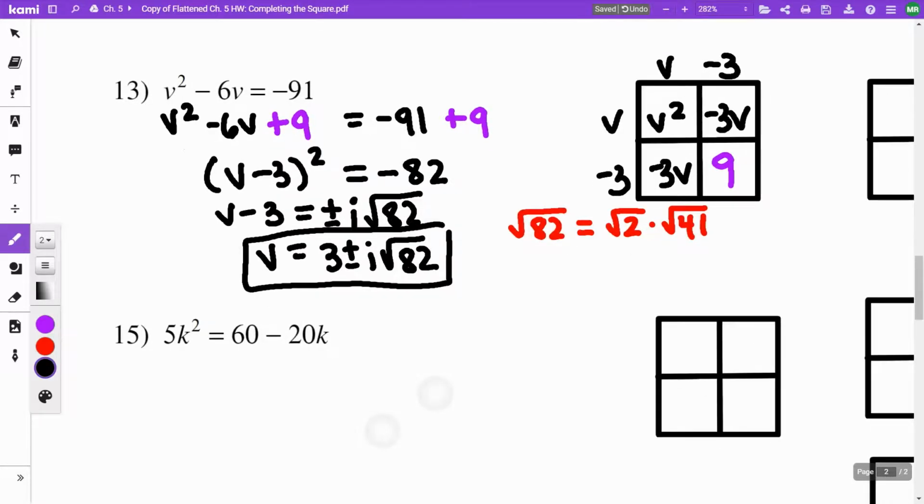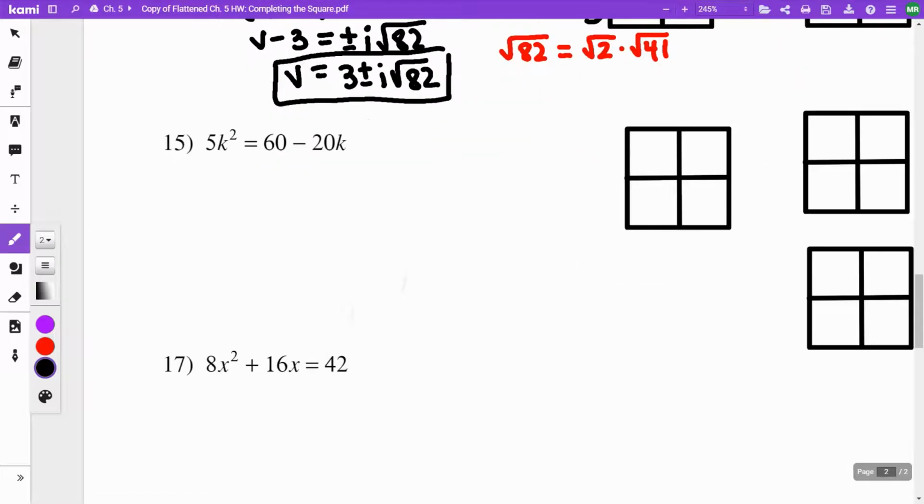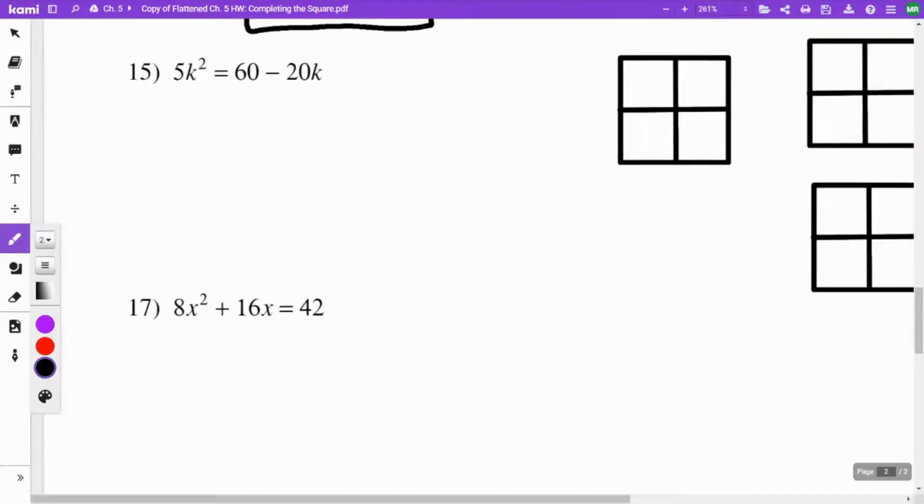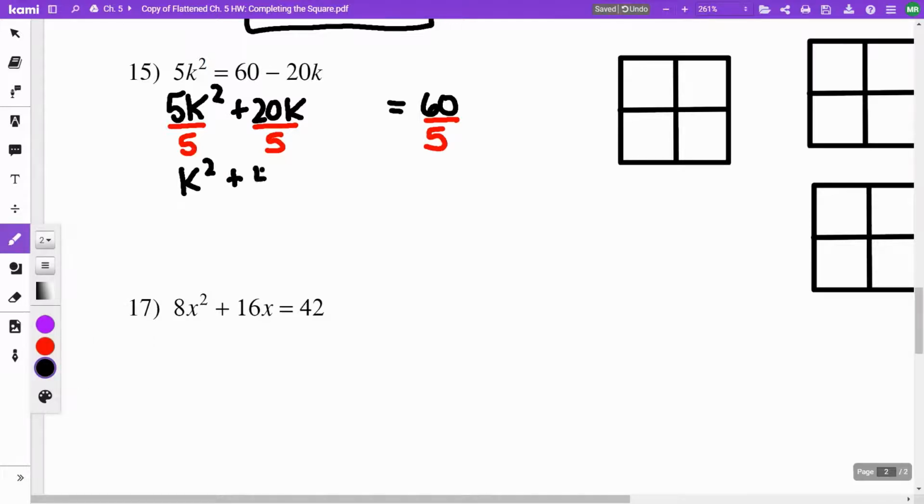Now on number 15, what's going to happen on 15 is we have a number in front of our k, and I don't have my k's on the same side. So first off, let's get the k's on the same side. So I'm going to have 5k squared plus 20k, and I'm going to keep the 60 on the other side. When you have a number in front, you need to factor that number out of everything. So I'm going to have k squared plus 4k is equal to 12.